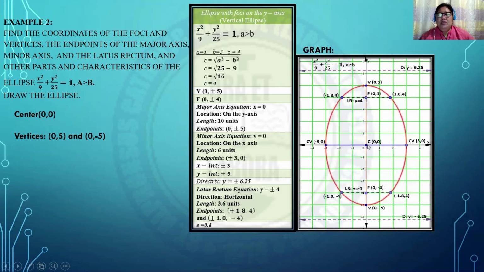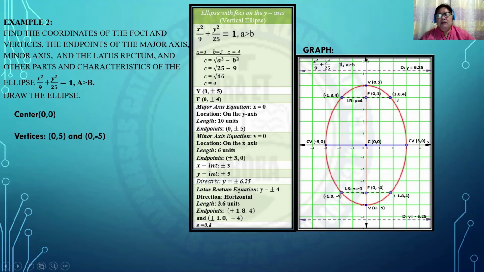So you have 0, 0, co-vertices 3, 0, negative 3, 0. The co-vertices are simply the endpoints of the minor axis. Then you have the major axis here. So we have the endpoints. This is the first vertex, second vertex. So the vertices are simply the endpoints of the major axis.